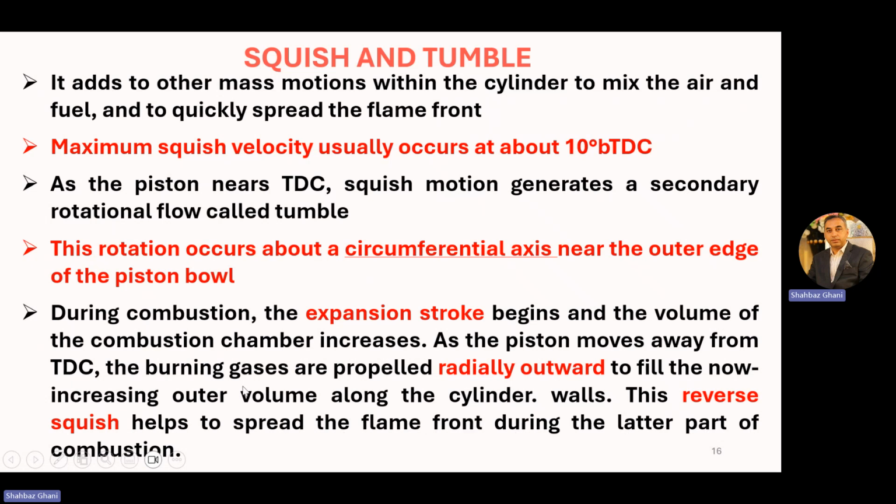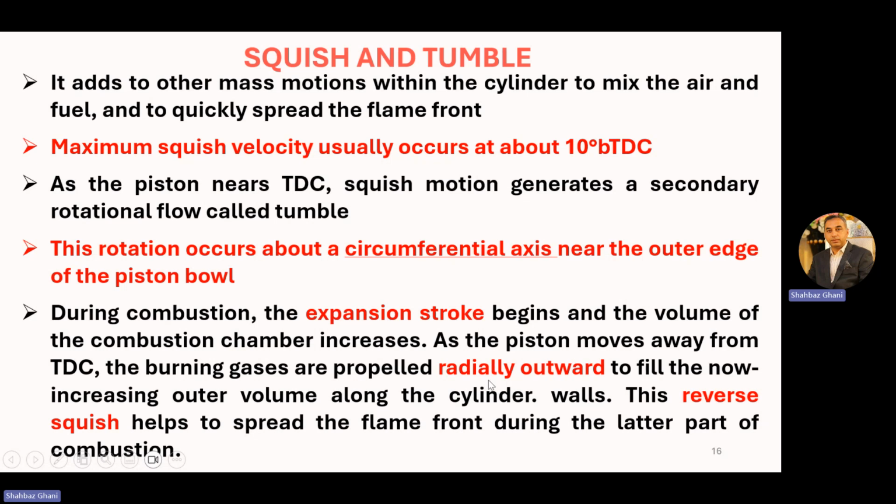So once again, I repeat this point. Your combustion starts before TDC, so when the piston reaches TDC, combustion has already started. The expansion stroke begins when the piston moves from TDC to BDC, and the volume of the combustion chamber increases. As the piston moves away from TDC, the burning gases are propelled radially outward to fill the new increasing outer volume along the cylinder wall.